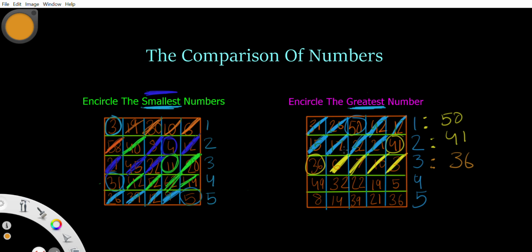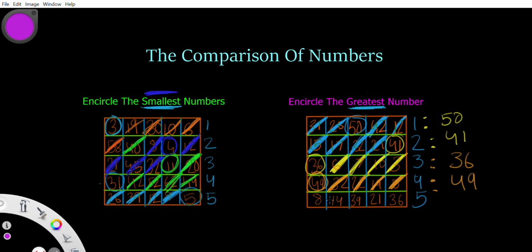We know that 49 is greater than 32, so it's not going to be 32. And 49 is greater than 22, so it's not going to be 22. And 49 is greater than 19, so it's not going to be 19. And it's greater than 5, so it's going to be 49, because it's greater than all of these 4 numbers that it was competing against. So it's going to be 49. And let's use another color here.